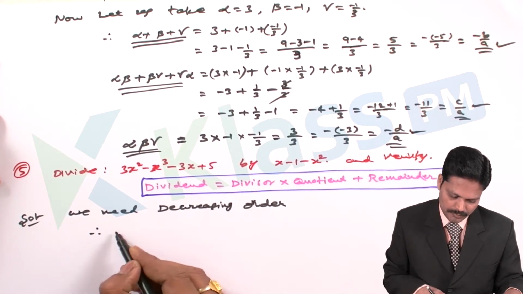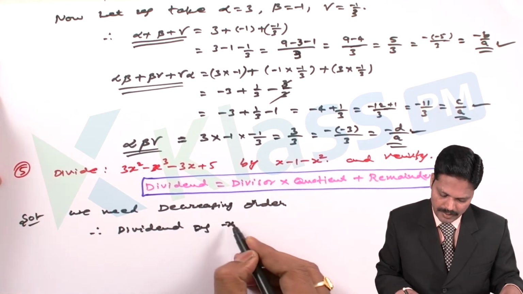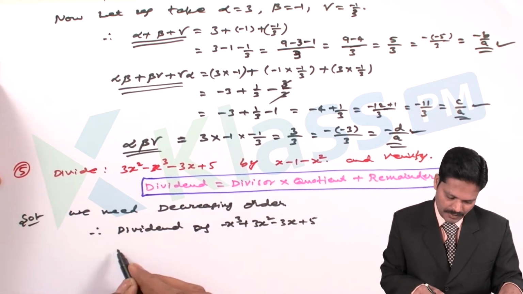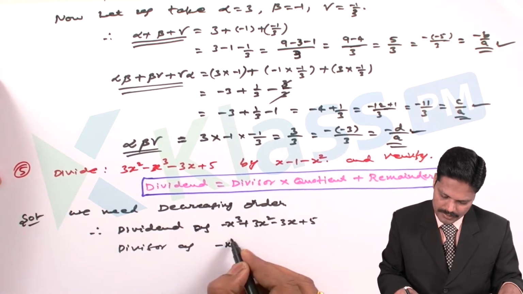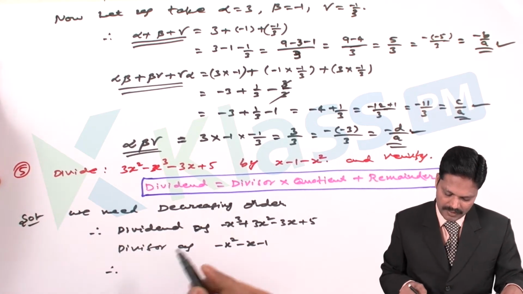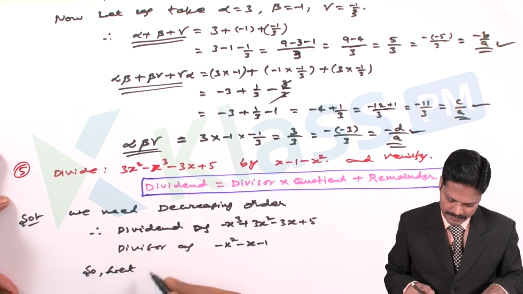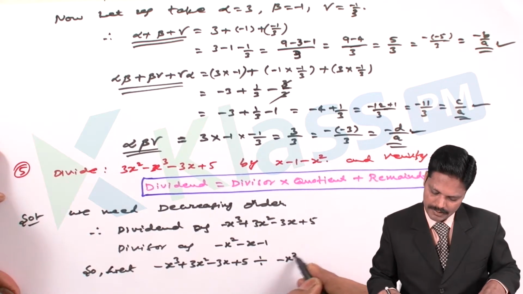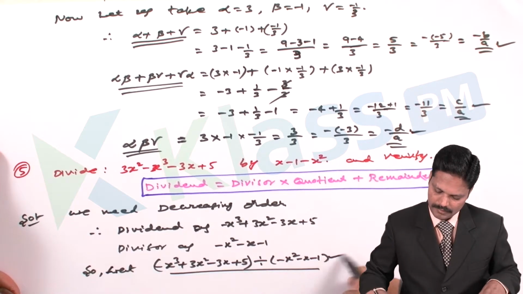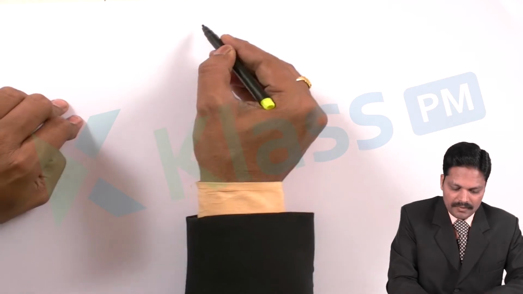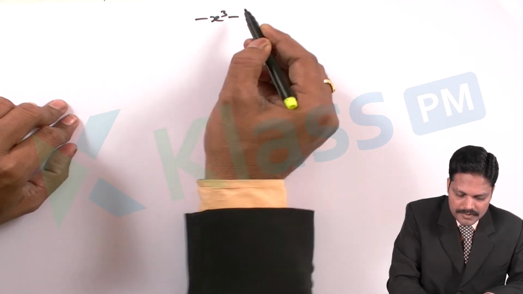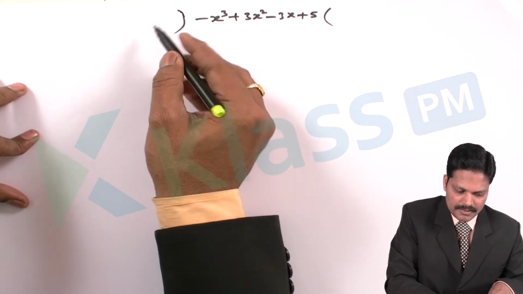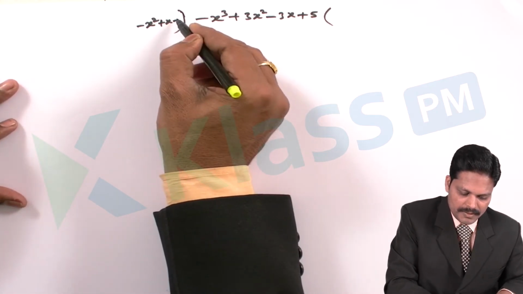So I am taking the dividend as minus x cube plus 3x square minus 3x plus 5, and the divisor as minus x square minus x minus 1. So I am writing this, we need to divide: minus x cube plus 3x square minus 3x plus 5 divided by minus x square minus x minus 1. This is the correct way we can divide. I am taking our regular division, dividing minus x cube plus 3x square minus 3x plus 5 with minus x square minus x minus 1.